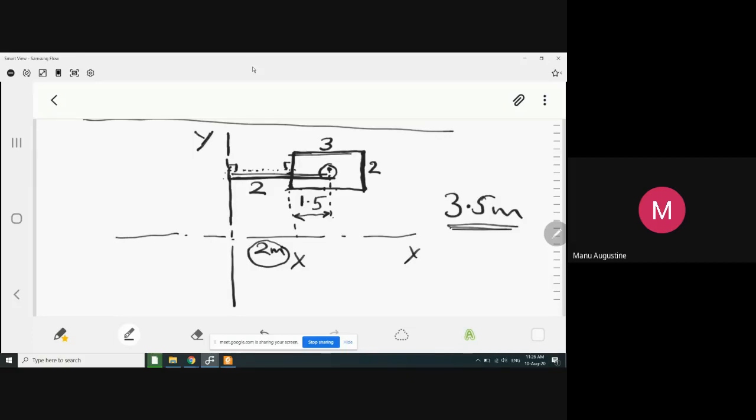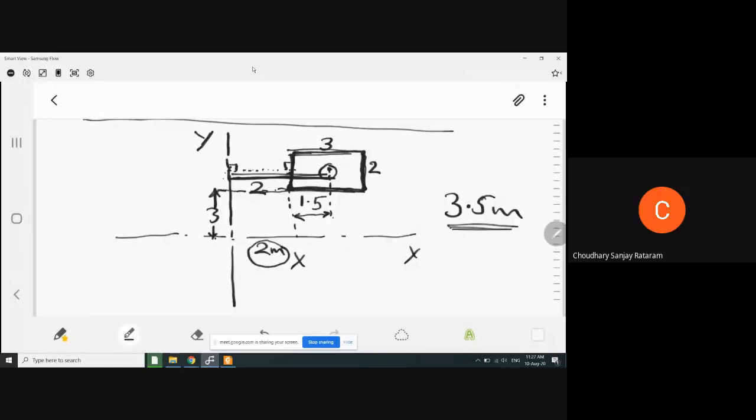Now I want some of you to put on the microphone and give me the answer to this. If the bottom edge of the rectangle is at a distance of 3 meters from the x-axis, please, I repeat, if the bottom edge of the rectangle is at a distance of 3 meters from the x-axis, what is the actual distance of the rectangle from the x-axis?